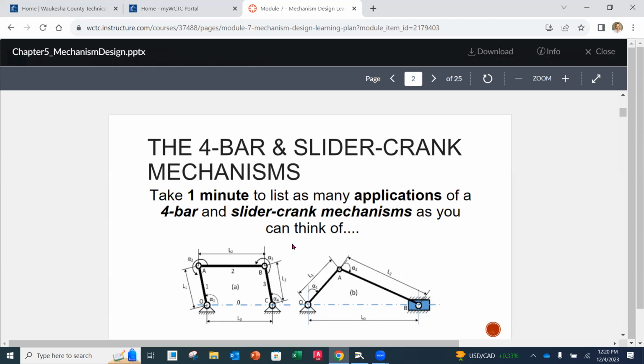Okay, so let's take 1 minute to list as many applications of a 4-bar and a slider crank mechanism that you can think of. Get out a piece of paper and take 1 minute. I'm going to time you, 1 minute for 4-bar and slider crank mechanism applications, like in real life where they would be.